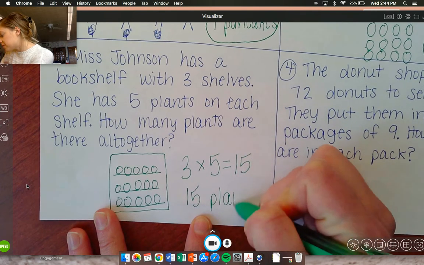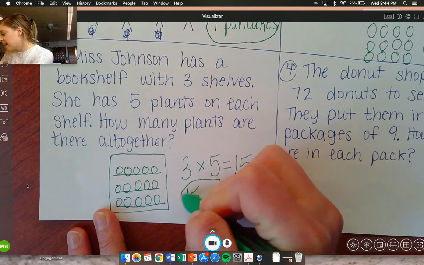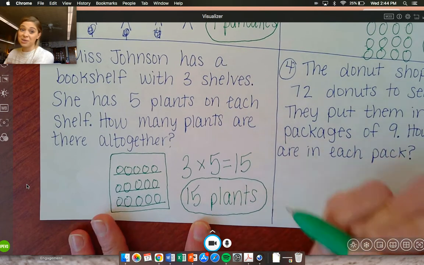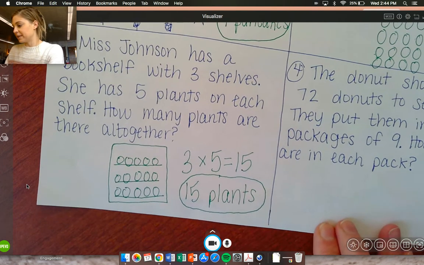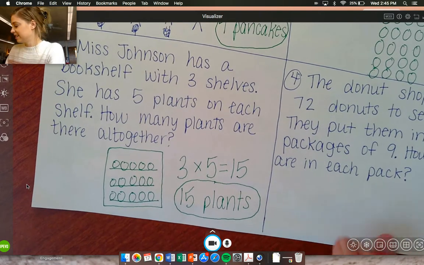You might think, wow, Miss Johnson, that's a lot of plants. Well, I probably have close to 30 plants in my house. So maybe more than that even. I don't know. But it's a lot to take care of, but I love them. So you probably think I'm a crazy plant lady now, but that's fine.